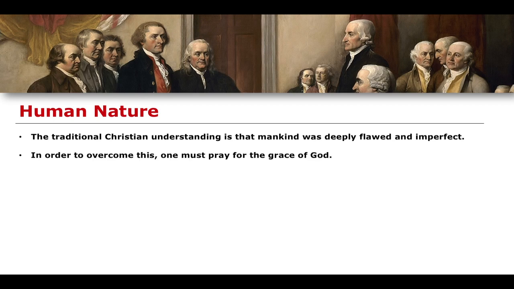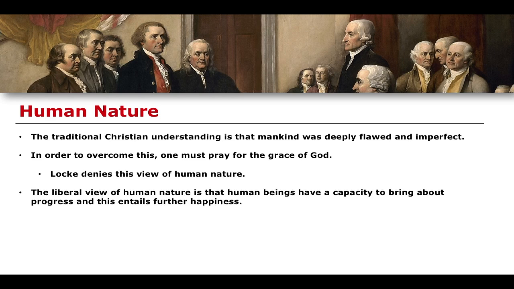To overcome this, we have to think about praying for the grace of God, something that was also an Augustinian doctrine. But this can be considerably contrasted with the ideas we find in Lockean political philosophy, the political philosophy of John Locke. John Locke instead takes a liberal view of human nature: the idea that human beings have the capacity to bring about progress, and that this entails further reward, further opportunity, further happiness.